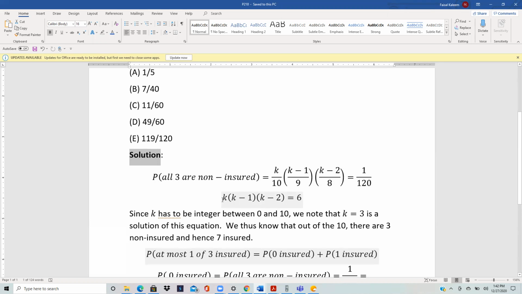And we very quickly see that K is equal to 3 is a solution of this equation, because when K is 3, this is 3, this is 2, and this is 1. And so 3 times 2 times 1 is 6. So we know right away that K is equal to 3, and that means there are 3 uninsured houses out of the 10, and therefore there'll be 7 insured houses.